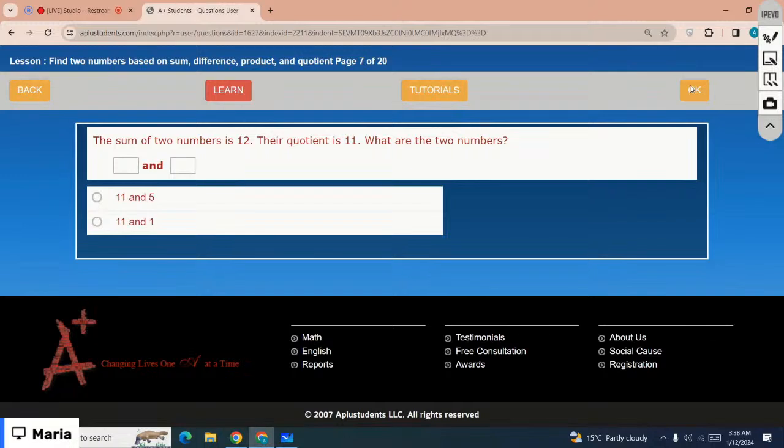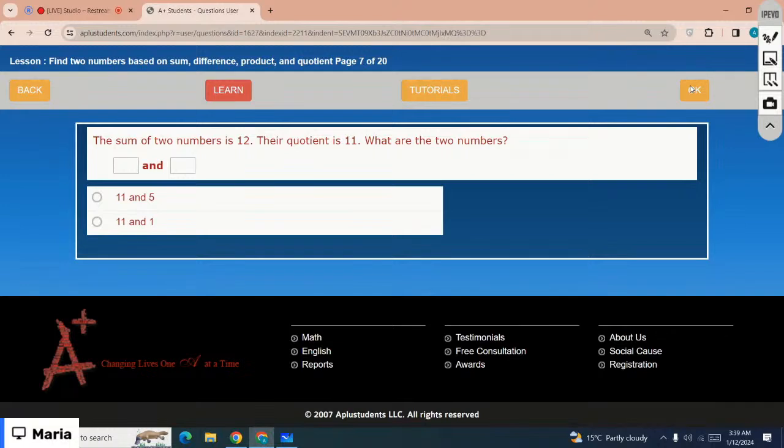The sum of two numbers is 12 and their quotient is 11. What are the two numbers? Which two numbers have the sum 12 and quotient 11?